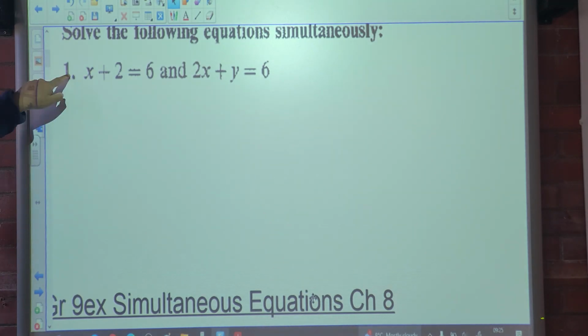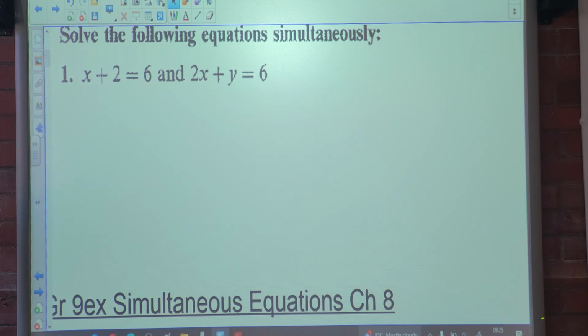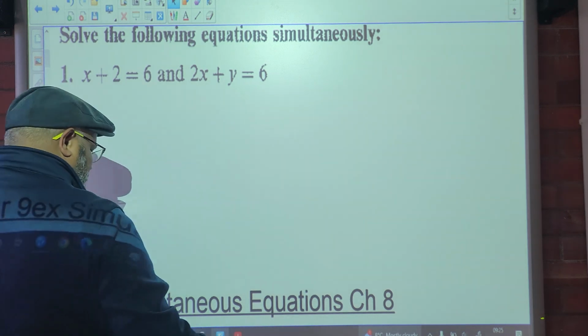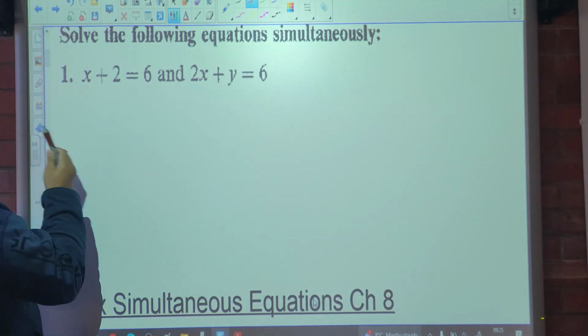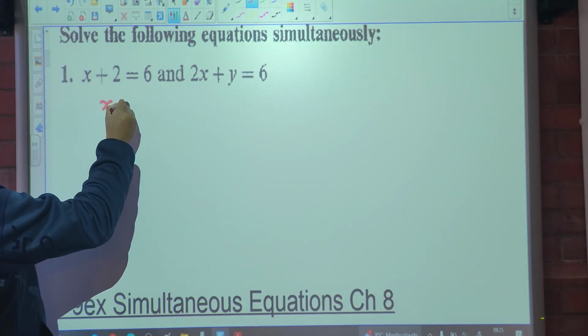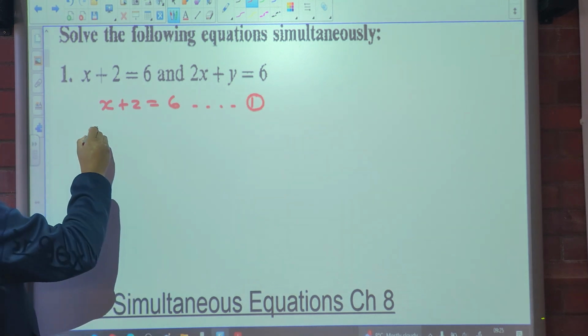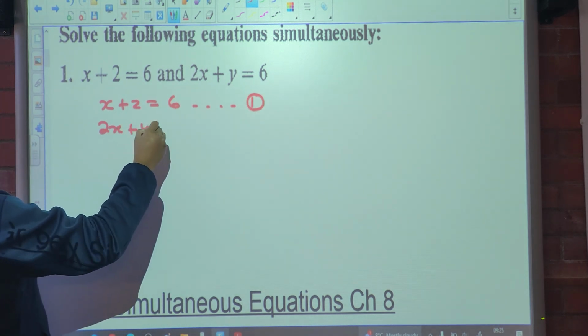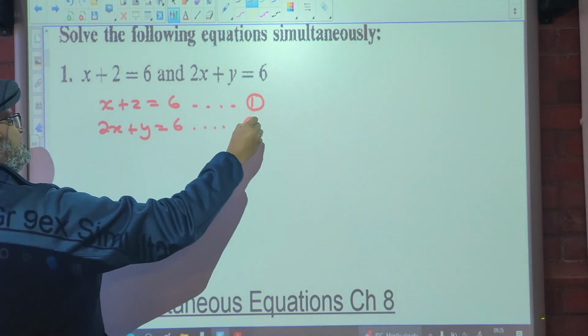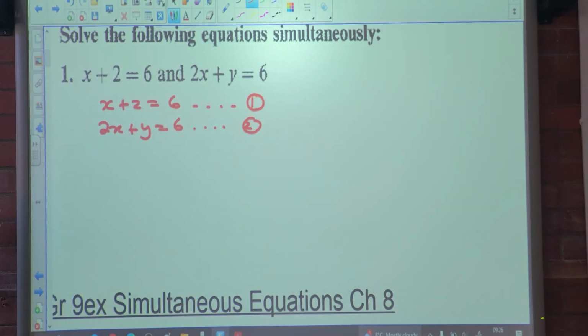So we have x plus 2 is equal to 6, and we have 2x plus y is equal to 6. So x plus 2 is equal to 6 is going to be equation 1, and 2x plus y is equal to 6 is equation 2. Which of the two equations has one unknown? Equation 1. So we're going to solve equation 1, to determine the value for x.